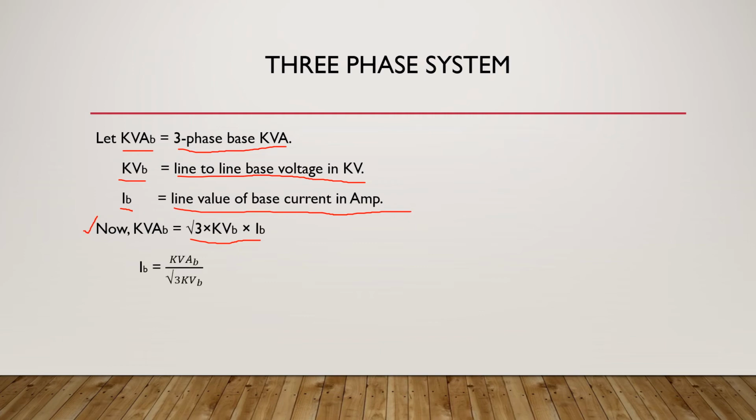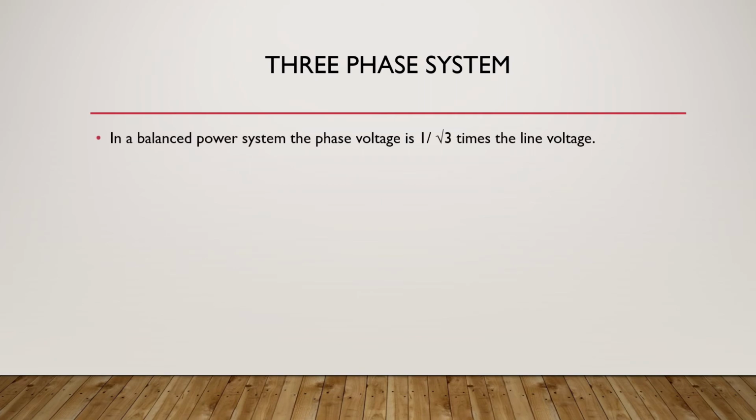From this relation we can find the relation for IB. So what is IB? Simply kVAB divided by root 3 into kVB. So we get the relation for IB. Clear? Next, in power systems we mostly have star connection. Why do we prefer star connection over delta connection? In star there is a possibility of a three-phase four-wire system, which is not possible in delta. So mostly we use star connection.